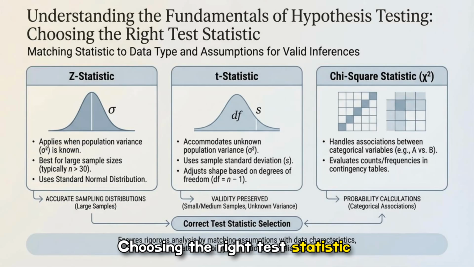Choosing the right test statistic depends on your data and assumptions. Use a z-statistic when population variance is known and samples are large, a t-statistic when variance is estimated from smaller samples, and chi-square tests for categorical associations. Matching the test to data characteristics preserves validity and leads to reliable probability calculations.